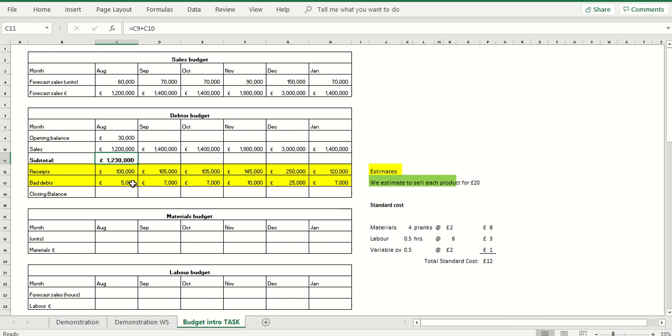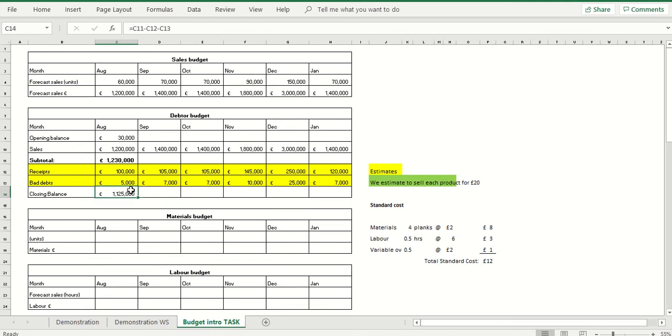And in terms of bad debt, we're not going to see that bad debt, so we're going to write it off. So we need to subtract that as well. So the closing bank balance is going to be equal to our subtotal here, how much our customers owe us, minus the money they have paid us, minus the bad debt that we're not going to see again. So now they owe us £1,124,000. So our closing bank balance is how much our customers owe us at the end of the month.